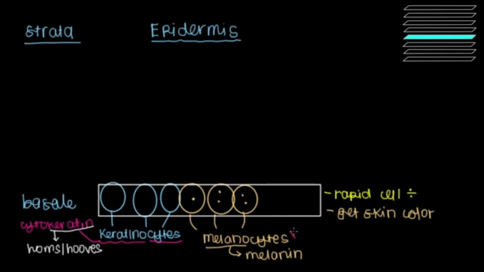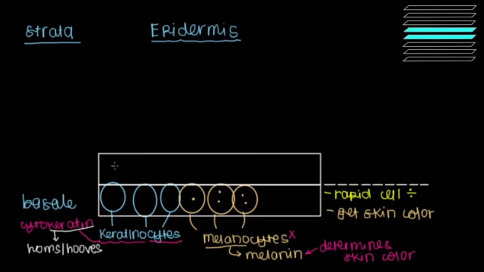It's interesting that it is not the number of melanocytes that determines how dark your skin is. In fact, people with dark skin and lighter skin have the same number of melanocytes. It's actually melanin that determines how dark your skin color is. So the more melanin, the darker the skin.